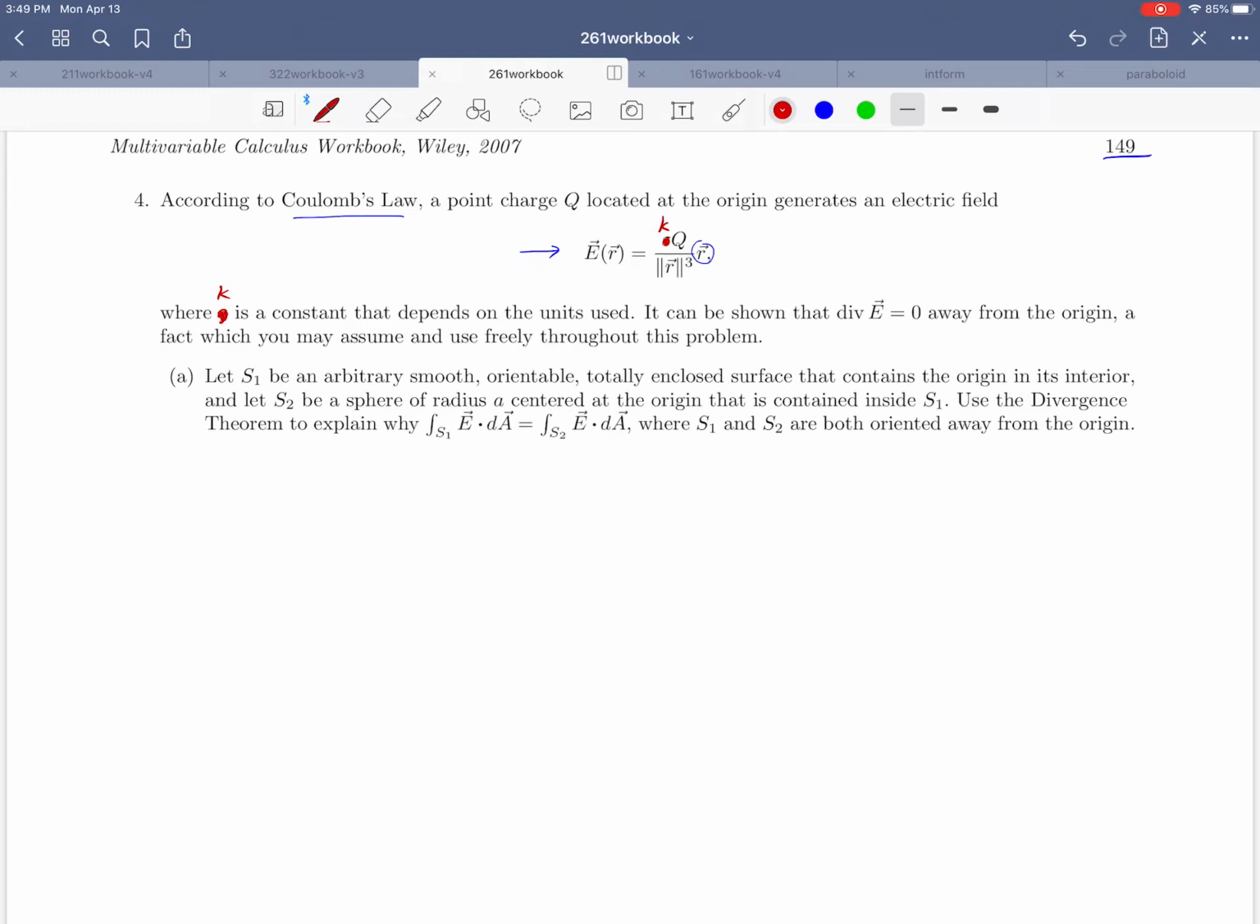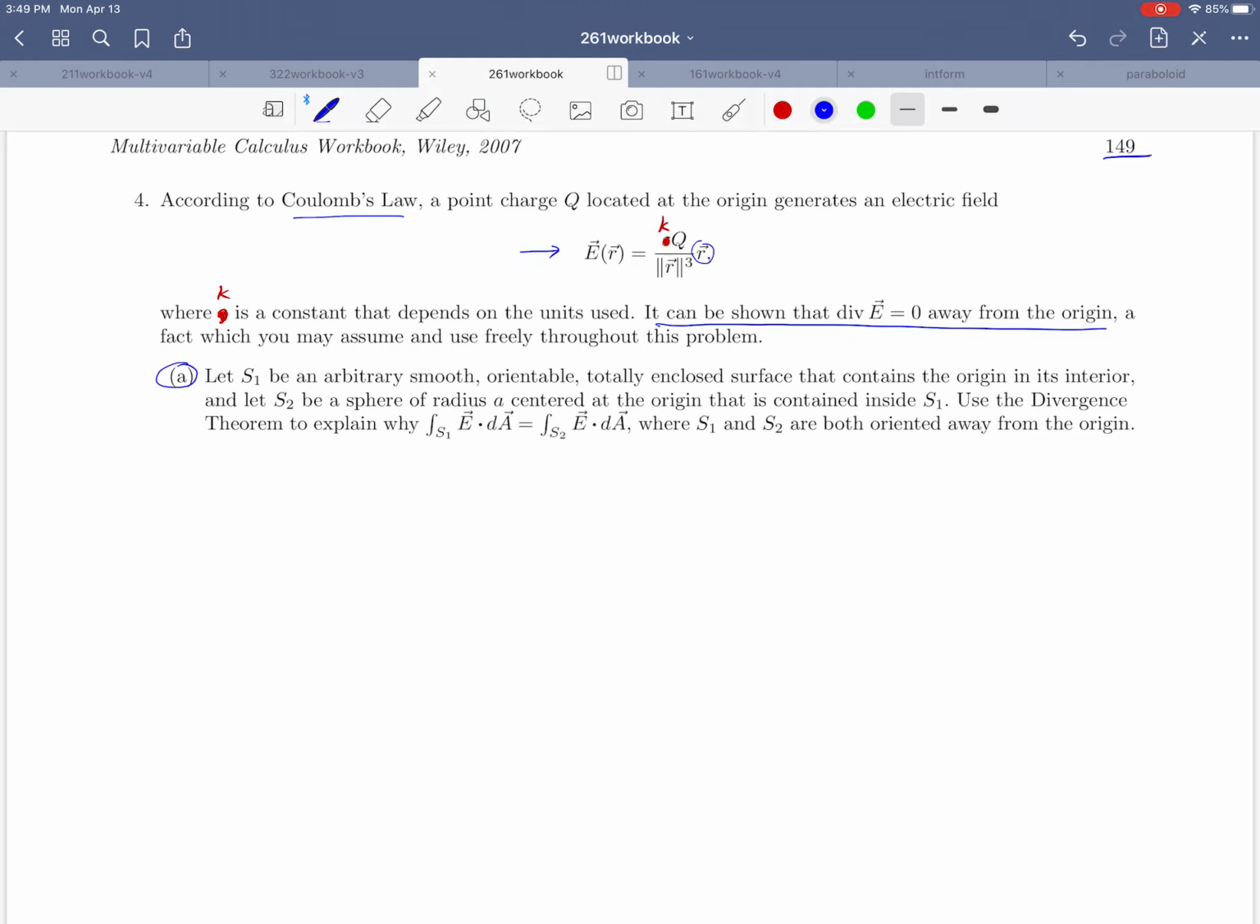Okay, so let's continue here. And here's the key fact that we're going to use throughout the problem. It can be shown that this vector field is divergence free. The divergence of E is 0 provided that we stay away from the origin, because right at the origin, R would be 0, and we'd get a 0 denominator, so our field is not defined there. Okay, and so let's take a look at part A and get a feel for what they're asking us to do.